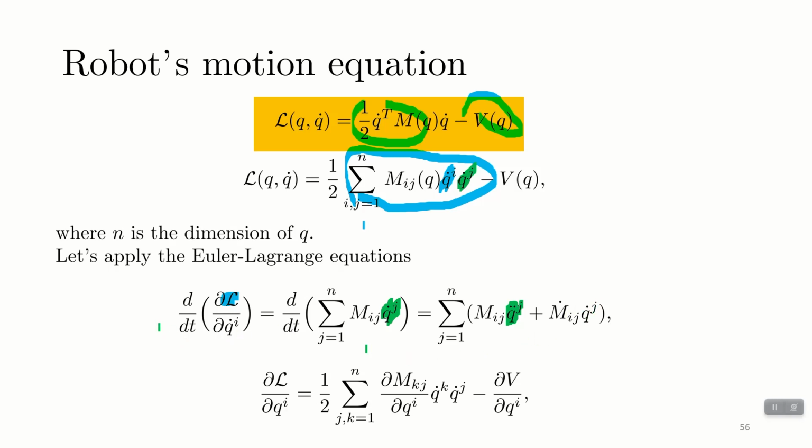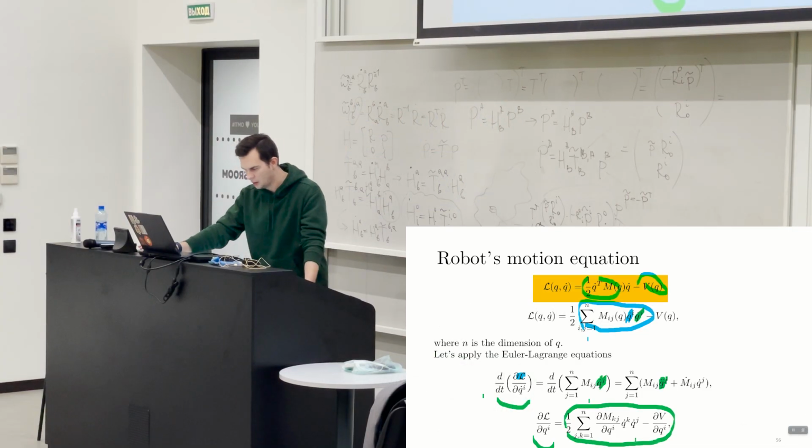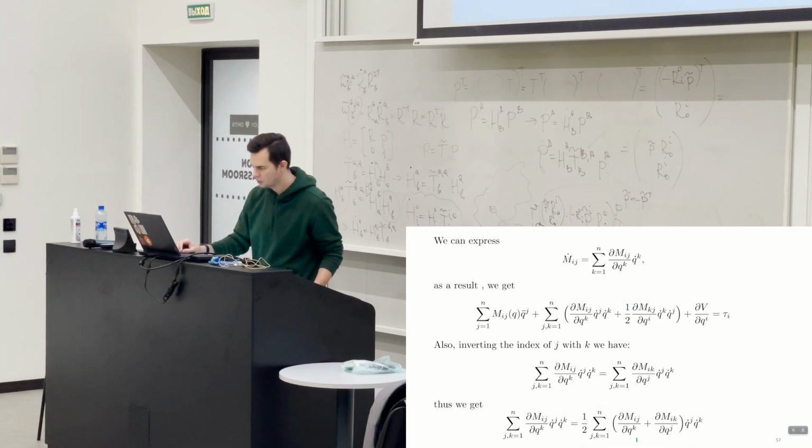That is for the first term of the Euler-Lagrange equation. As for the second term, we need to take the same Lagrangian and take the partial derivative with respect to q, and you will be left with this part. So we can continue the whole derivation.